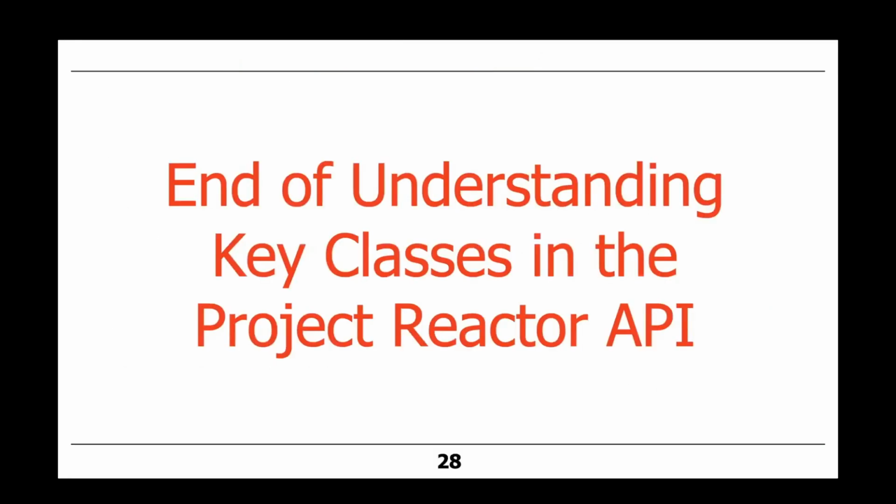So that's the end of the overview of the three key classes in the Project Reactor API: Mono, Flux, and ParallelFlux.